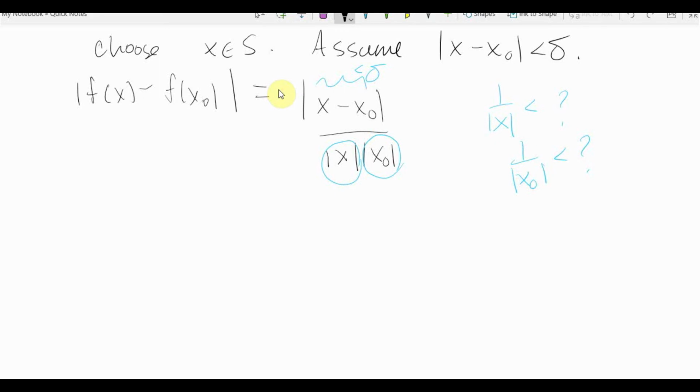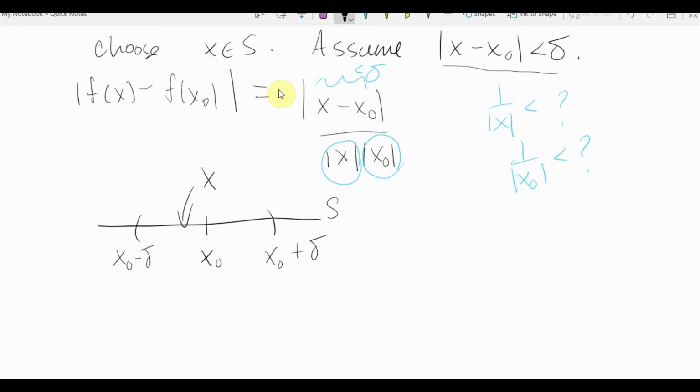Well, what's the assumption that I have? The assumption I have is that this happens. And if this happens, then certainly x lives within some open ball centered at x naught of radius delta. So my x lives in this interval, which is itself a subset of S, right? S is the domain of this function. Well, a subset of its domain, I should say.